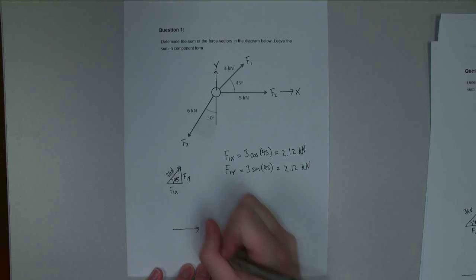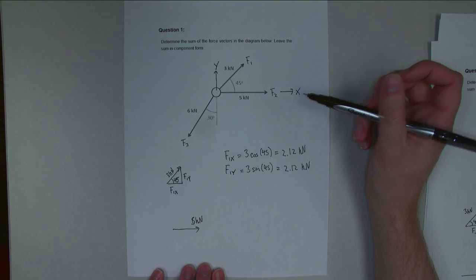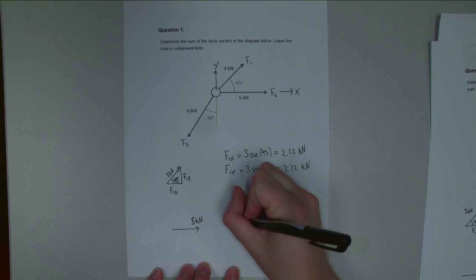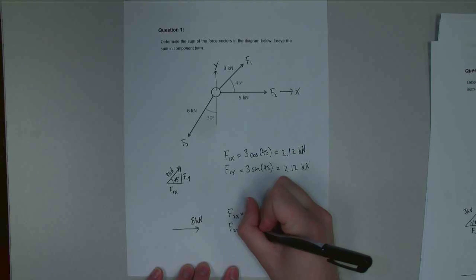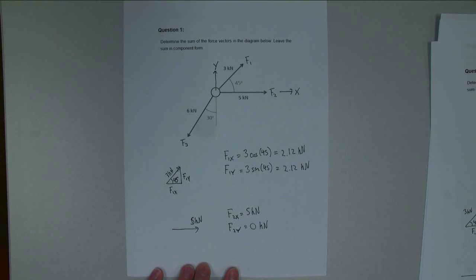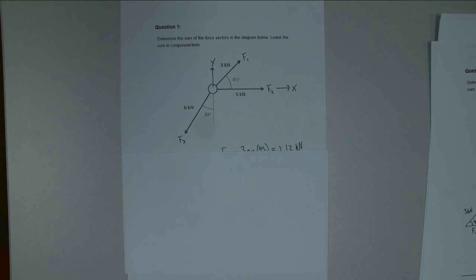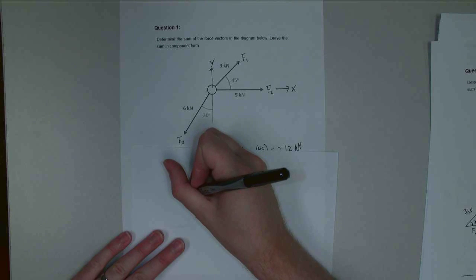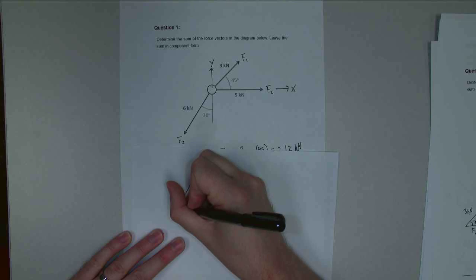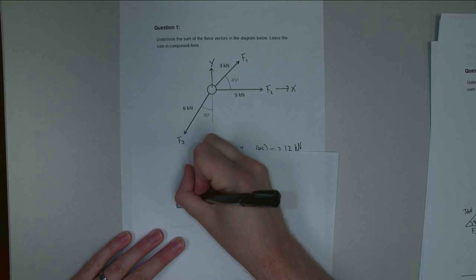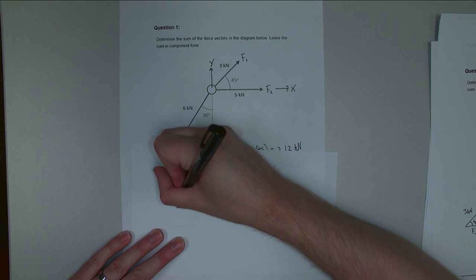Force vector 2 is pretty simple. It's 5 kilonewtons. And it is in the x direction, so there's no y component at all. So F2x is 5 kilonewtons, and F2y is going to be equal to 0 kilonewtons. Alright, moving on to force vector 3. So this one is going down kind of in that direction. And if I draw in my triangle, this right here is 30 degrees. And this is 6 kilonewtons.